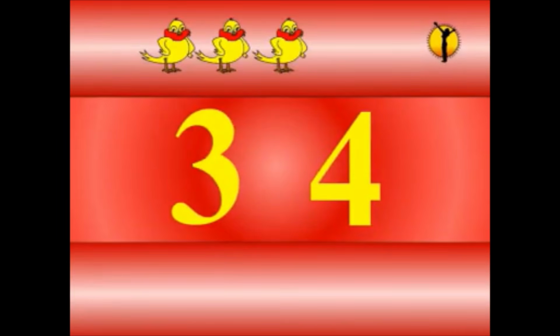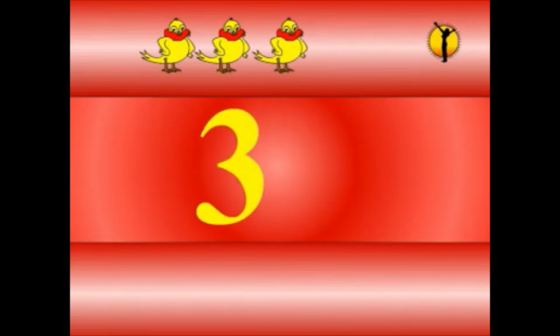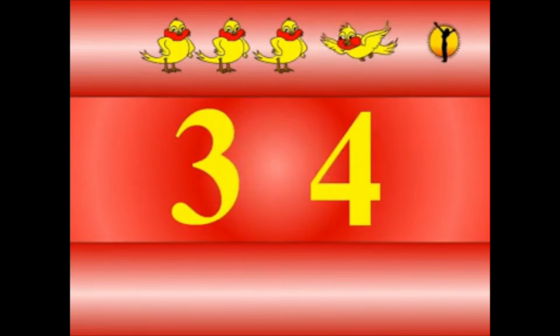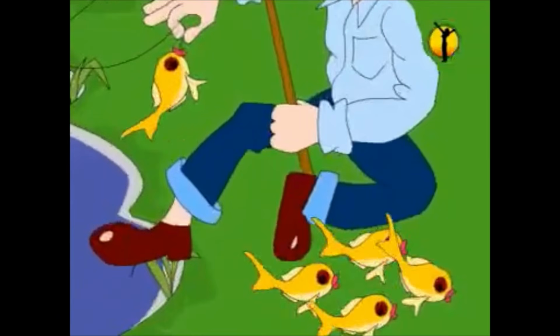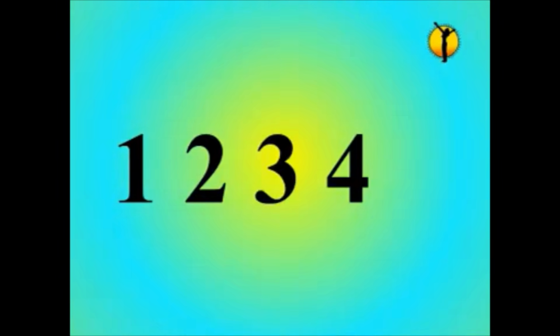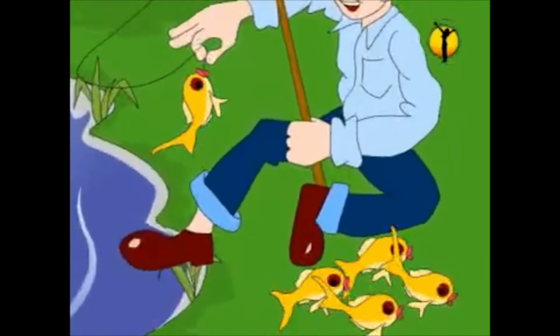3 little dicky birds, 1 more and you get 4. From 1 to 4 and on to 5, once I caught 5 fish alive.